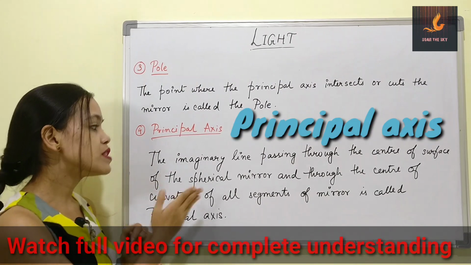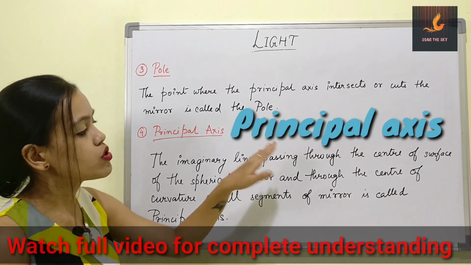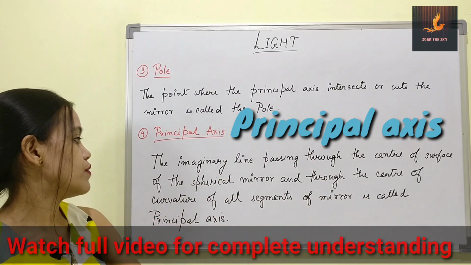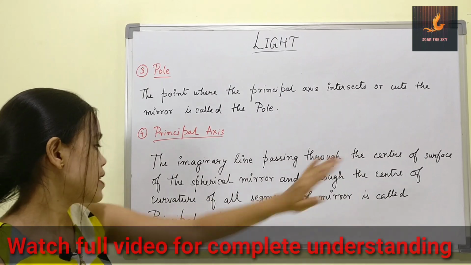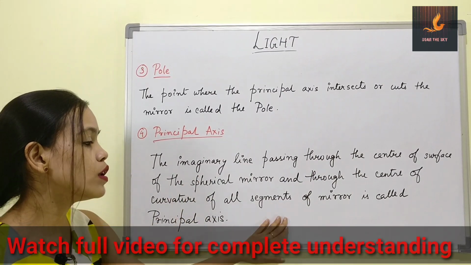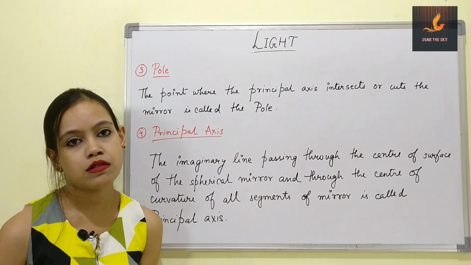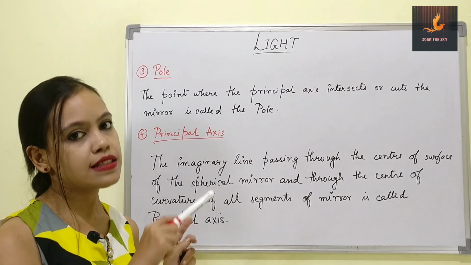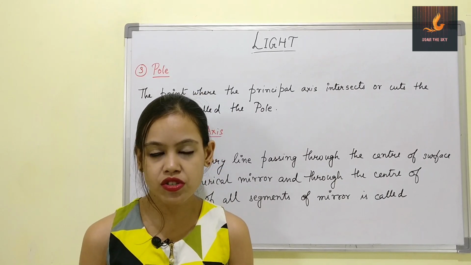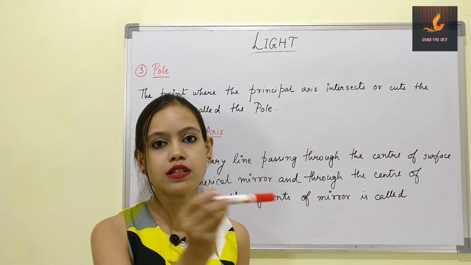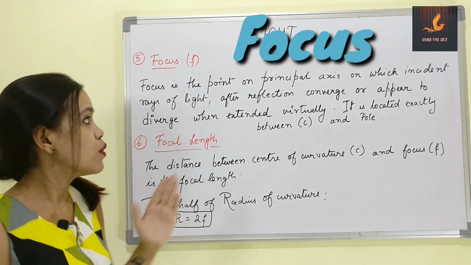The next point that arises, very necessarily, is principal axis. What is it? Principal axis is nothing but an imaginary line which is passing through the center of the surface of the spherical mirror and through the center of curvature of all the segments of mirror. That is called the principal axis. So, the principal axis is that imaginary line passing through the center of curvature and through the entire center segment of the mirror.